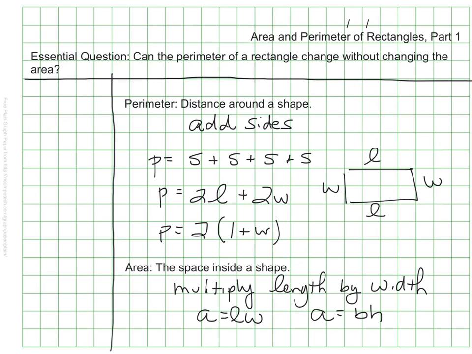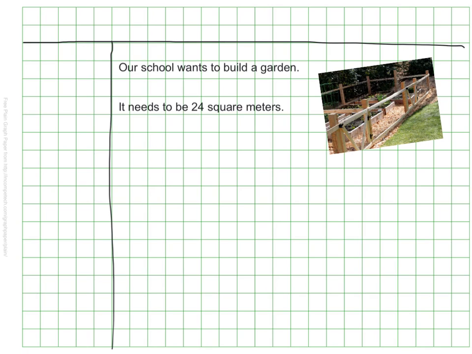So we're going to play around with this information a little bit to see some of the properties of rectangles. Let's say our school wants to build a garden, and in order to fit all of the plants that we want in there, we need it to be 24 square meters. The question is, is there more than one way to build the garden? And the answer is, of course, yes, right? There's lots of different ways we could build this.